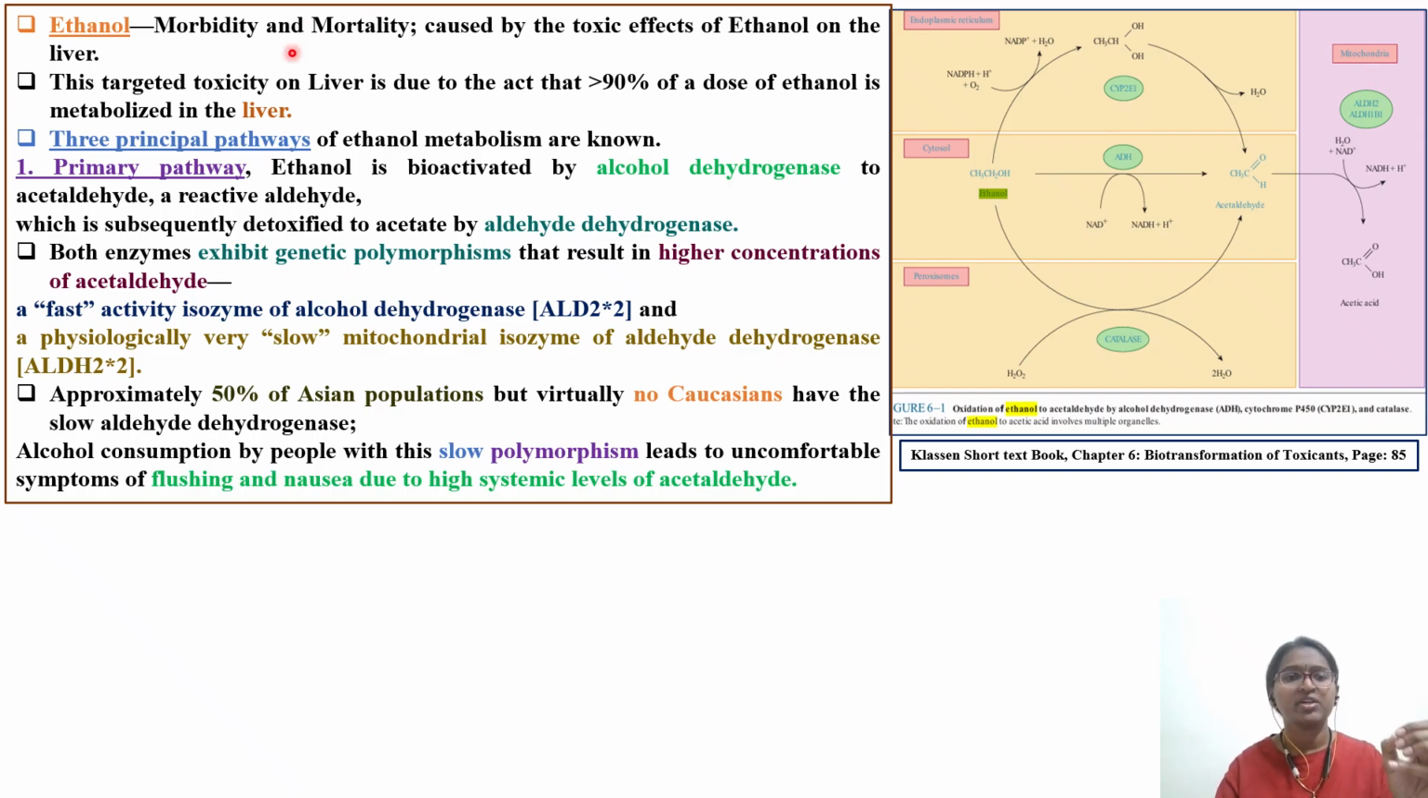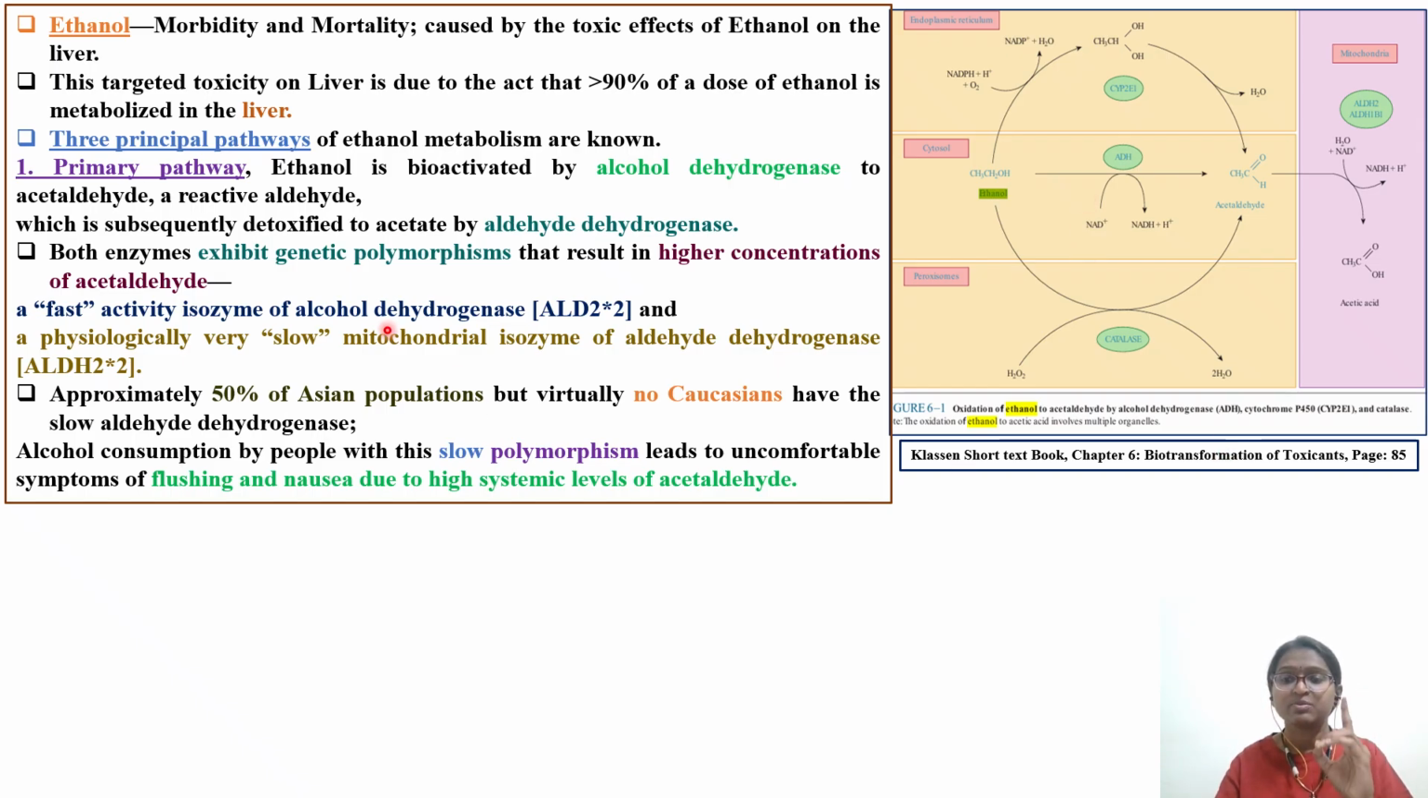Ethanol morbidity and mortality are caused by toxic effects of ethanol on the liver. Why is the liver a target organ? Because 90% of the dose of ethanol is metabolized in your liver. There are three different principal pathways through which ethanol is metabolized. I discussed it in the previous video also. Again, we will discuss it with respect to place, and this particular diagram, which is given in chapter 6.